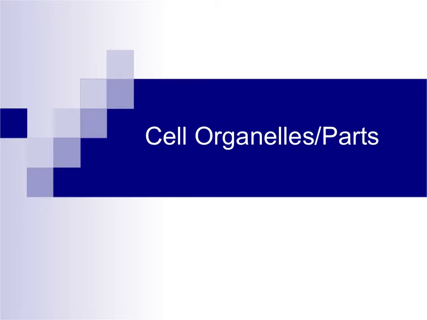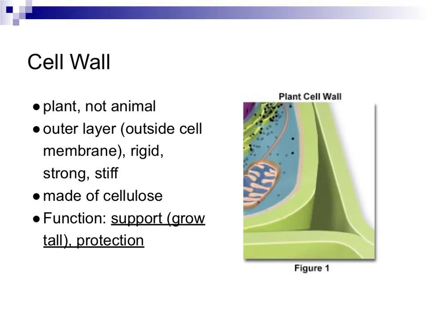Here we can go over the function of the different cell organelles found in eukaryotic cells. This may help you prepare for your cell analogy project. The cell wall is found in plants but not animals. That is an important distinction.